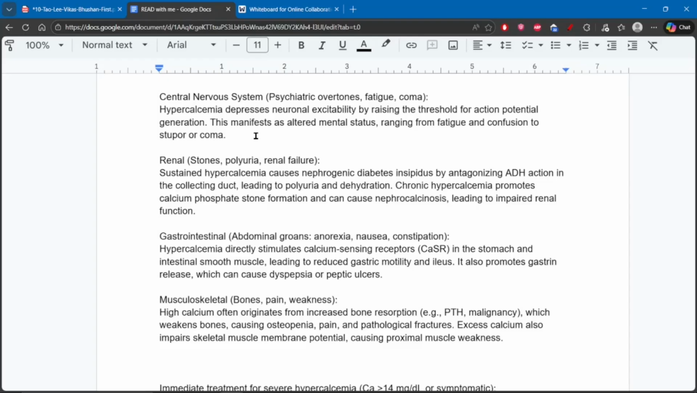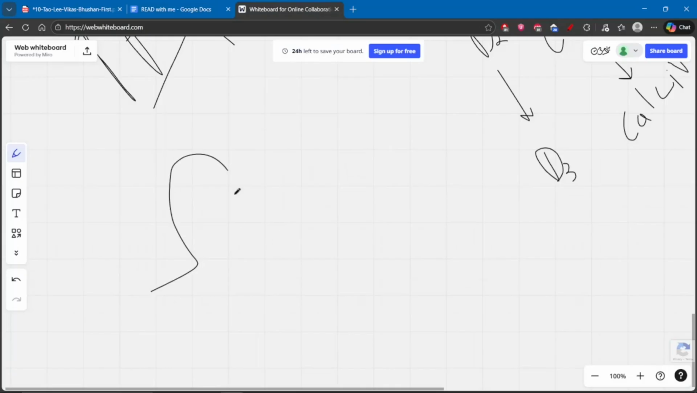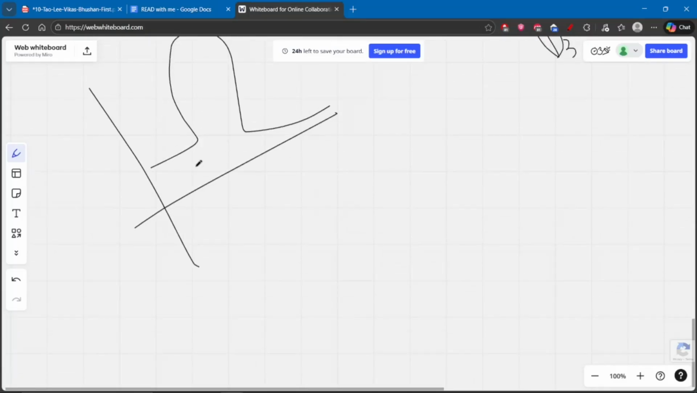So, as far as the central nervous system is concerned, which is the psychiatric overtones part of the equation, it also causes fatigue and coma. As far as this is concerned, hypercalcemia depresses the neuronal excitability by raising the threshold for action potential generation. This manifests as altered mental status, ranging from fatigue and confusion to stupor or coma. Right. So, what basically they're saying is that there is an action potential graph, right, that you have studied. So this is the action potential graph. So to start this action potential, you need calcium, right?